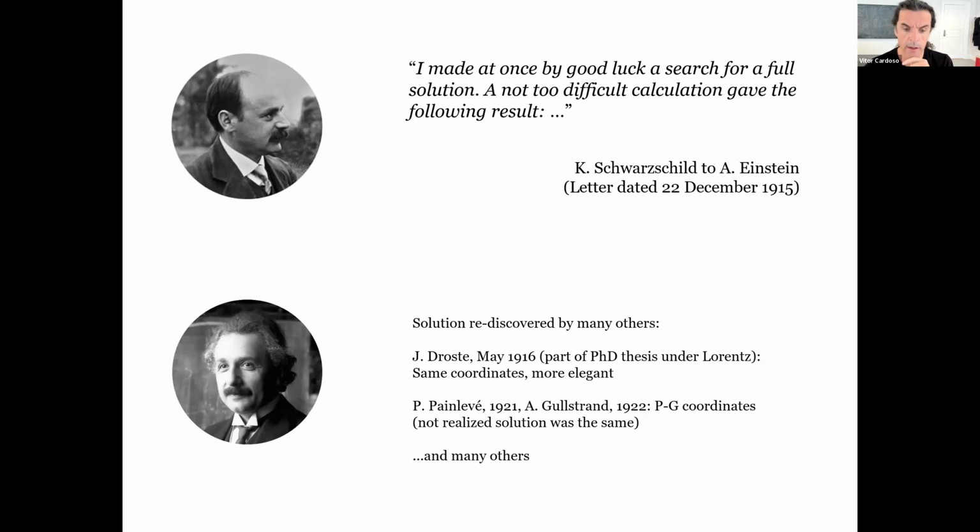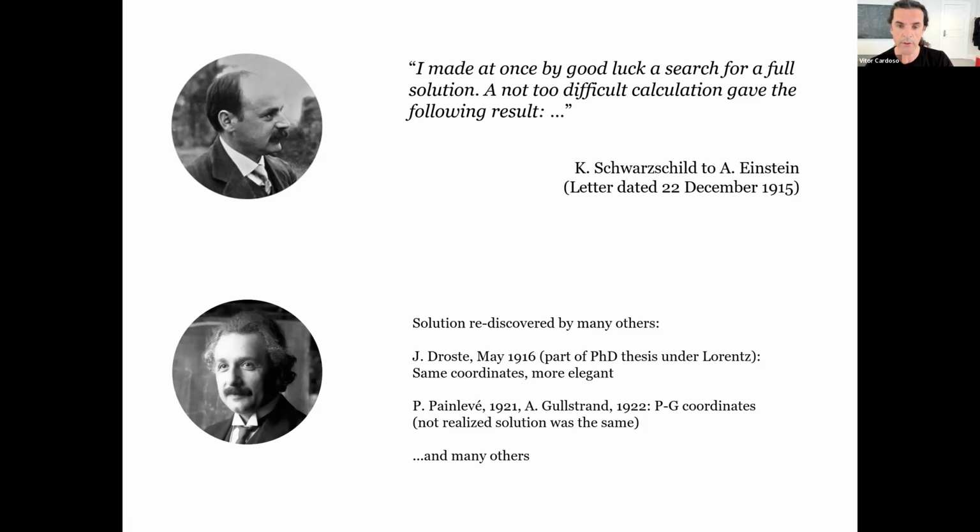Simultaneously, by the way, Jan Droste discovered exactly the same solution, a vacuum, spherically symmetric solution, asymptotically flat, to the field equations. But unfortunately, his advisor was traveling and he did not publish the results on time. So the Schwarzschild solution is how it came to us.